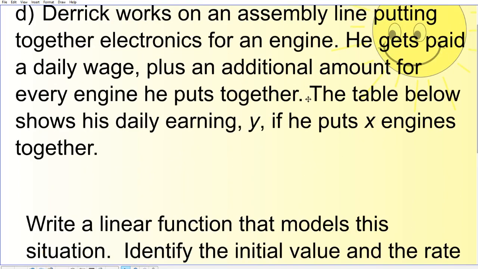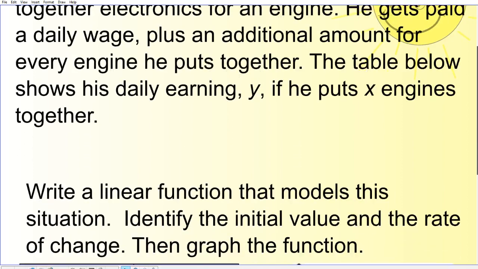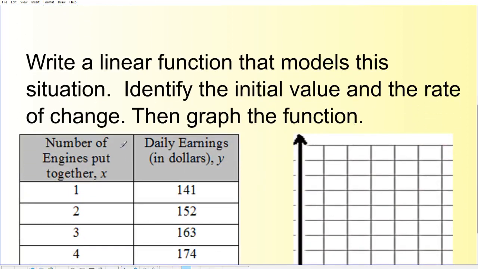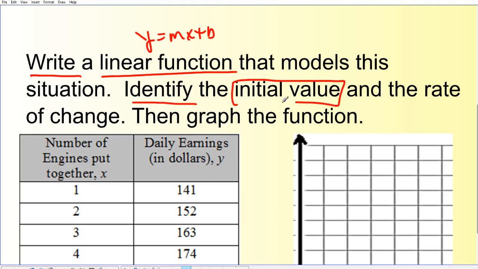So, lots of story. I haven't heard any verbs yet, things they want us to do. Oh, there it is. Write a linear function. So that's our equation. That's the function that models the situation. Identify the initial value and the rate of change.